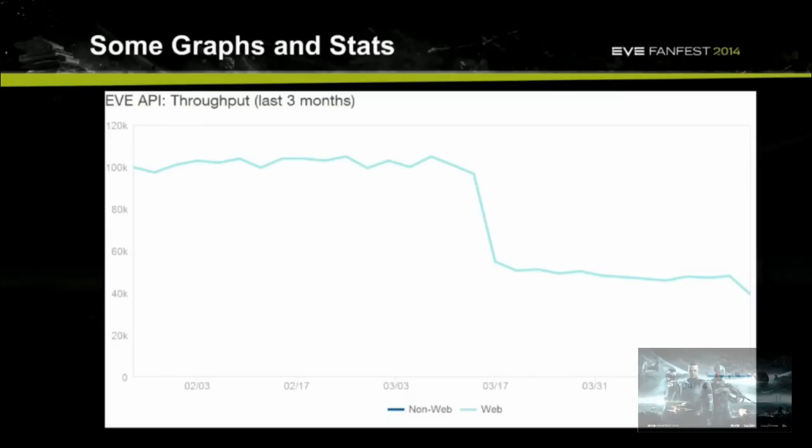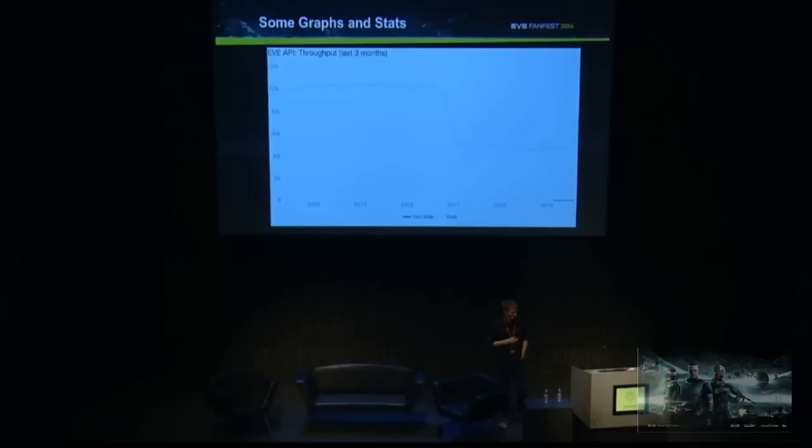And then it drops off pretty dramatically about a month and a half ago. We asked EveMon to make a little bit of a tweak, and that's what we got. That was great. It was one of those things that, because EveMon grew sort of organically, we didn't realize that there was a specific problem.